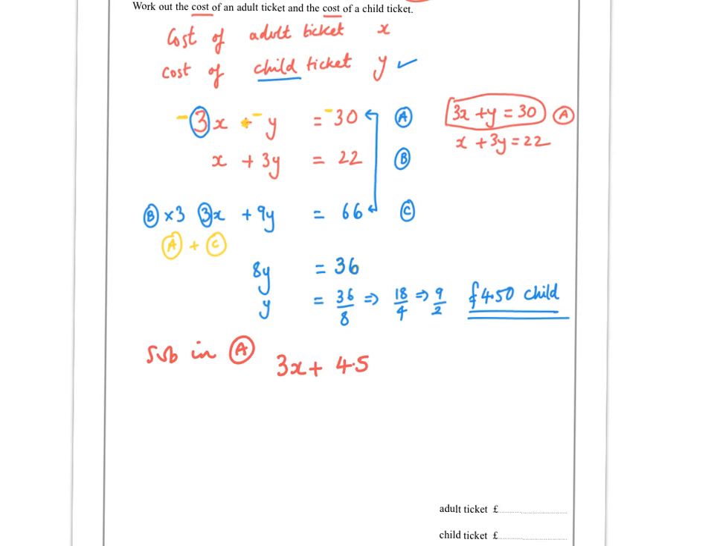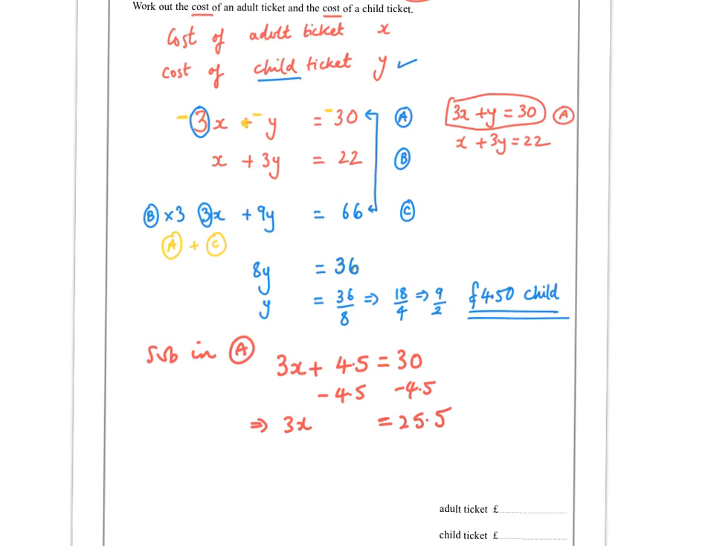Now in terms of pounds, 4.5 is equal to 30. So we can take 4.5 from both sides. So we'd have 3x equals 25.5.